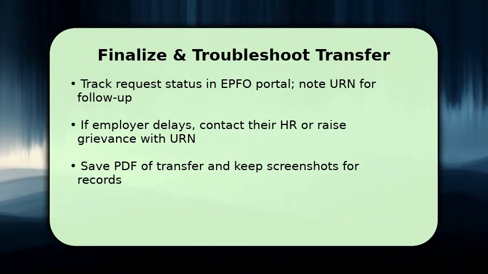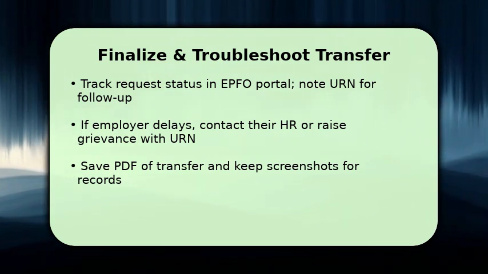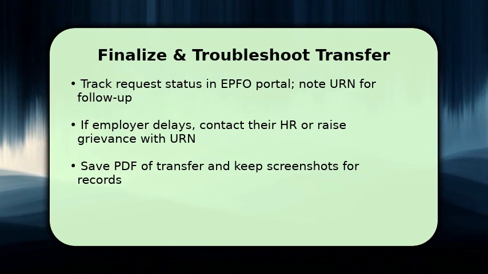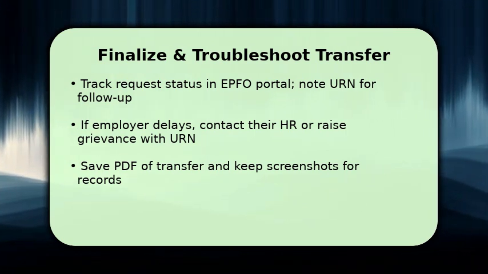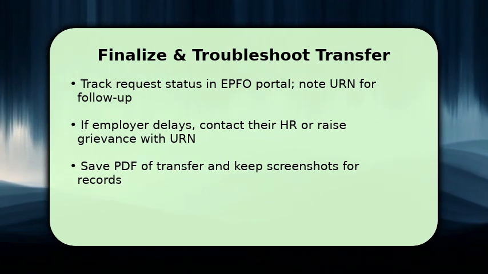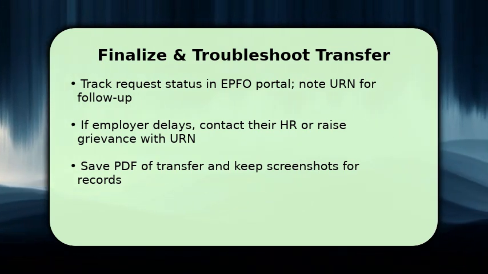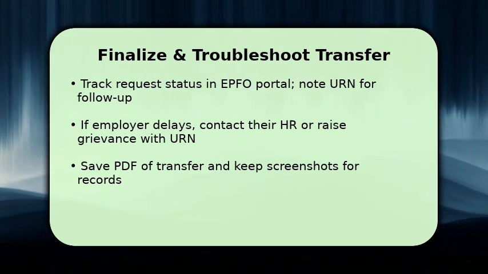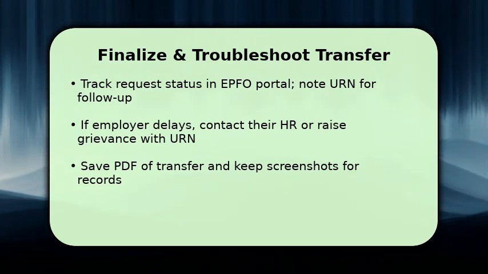If the previous employer delays attestation, contact HR and follow up with the EPFO grievance using the URN. Escalate to regional office if unresolved. If rejection occurs, read the rejection reason, correct fields, and resubmit. Keep PDFs and screenshots as proof while waiting for completion.